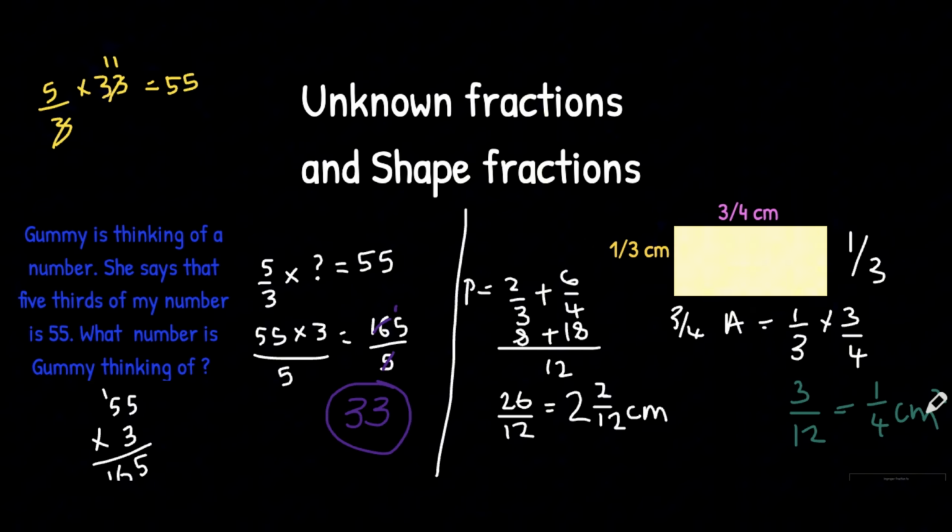As a recap, whenever you're dealing with an unknown number, always use the inverse or opposite operations. And whenever you're dealing with a shape, make sure you know the formulas. Perimeter, the distance right round, you're adding everything. Area, you're multiplying the two sides, especially if it's a rectangle or a square. But as we go further, we'll deal with the specific formula for that specific shape.